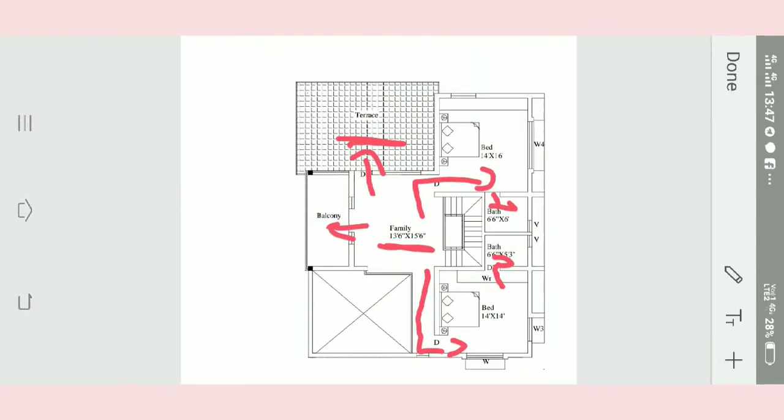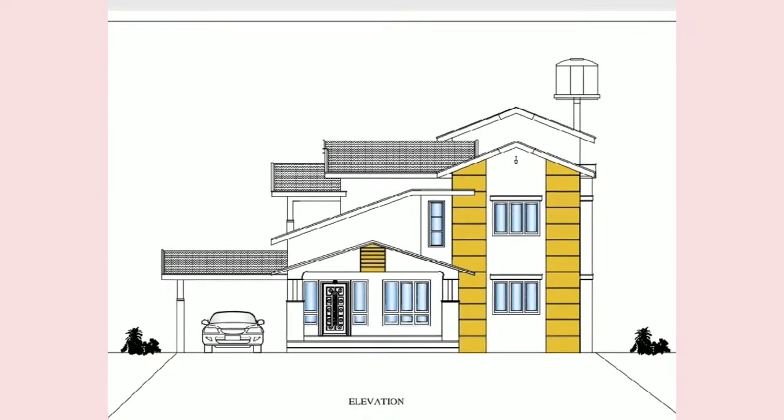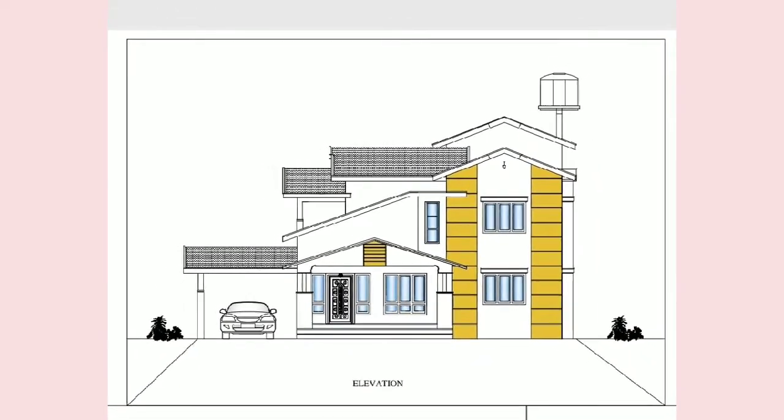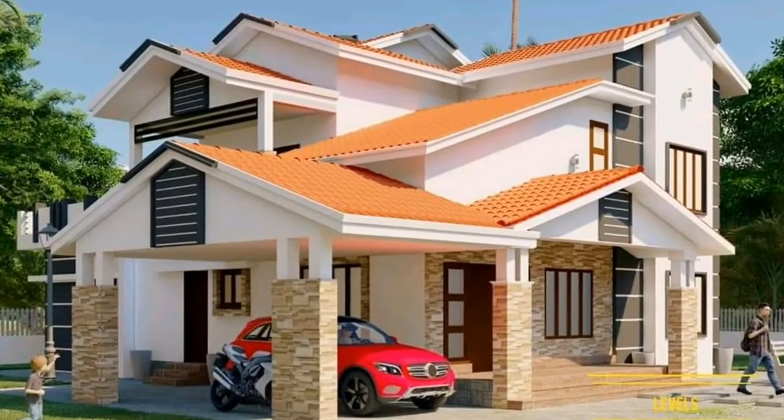Let's see the 2D elevation of the house. This is the 2D elevation of the house, and let's see the 3D of the house.